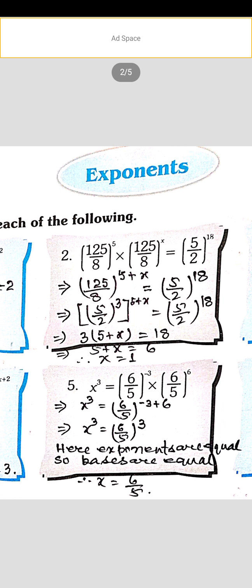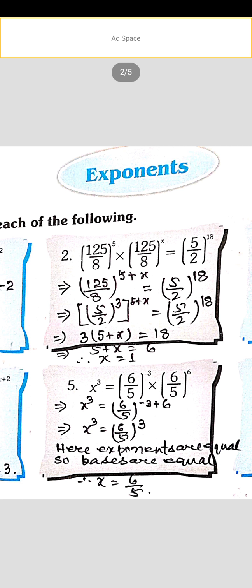And you have learned the laws of exponents: x raised to the power m whole n. In whole power, the exponents are multiplied, so it can be written as (5/2) raised to the power 3 common bracket 5 plus x equal to (5/2) raised to the power 18. Then bases are same, so exponents are equal, so it can be written as 3 common bracket 5 plus x equal to 18, or 5 plus x equal to 18 by 3, that is 6. So therefore x equal to 6 minus 5, that is 1.